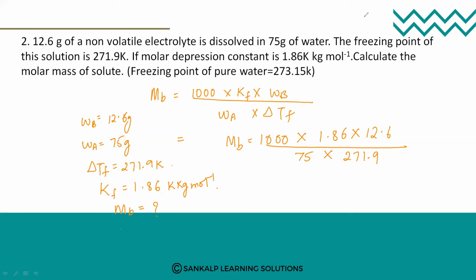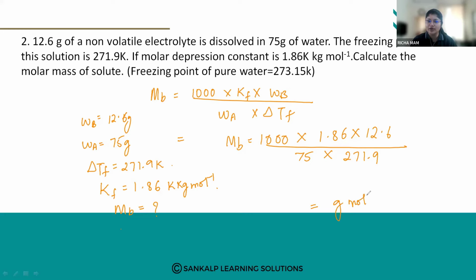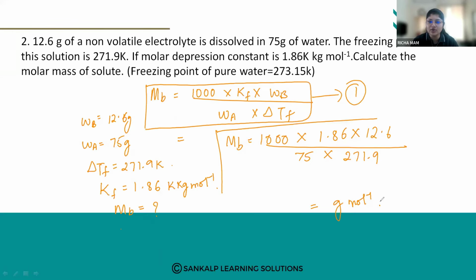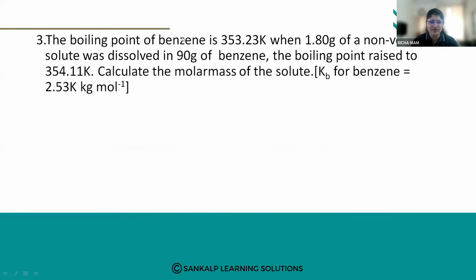How much are you all getting? Just check. Like this, you have to substitute and get the answer. The units are very important. The unit should be gram per mole. For the formula, you will get 1 mark. For the correct substitution and the steps, 1 mark. And for the answer with the correct units, 1 mark. I hope you have understood. We will go for the next question.